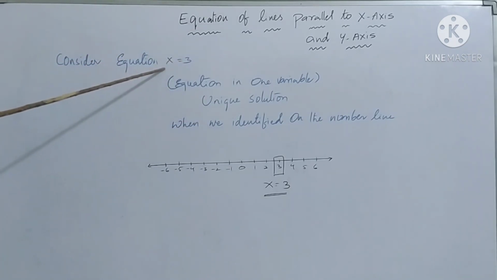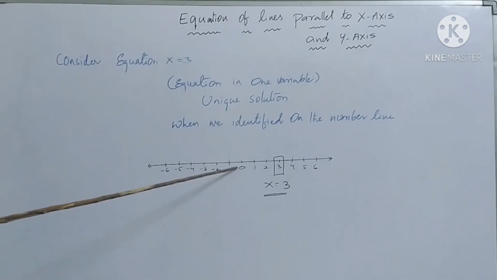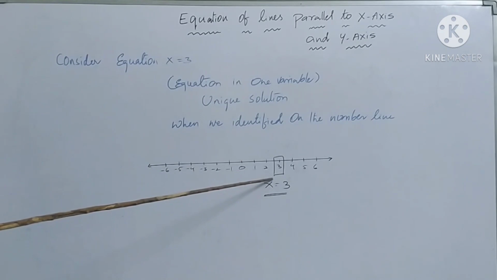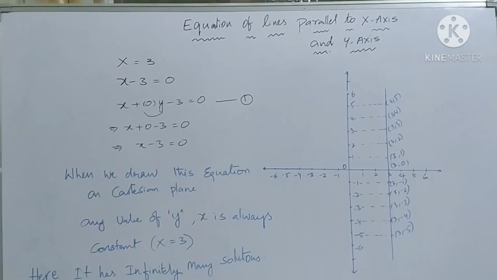When we identify this equation on the number line, the place of the equation is here, x equals 3. But what about when we try to identify this equation on the Cartesian plane? So let us see. Here our equation is x equals 3.